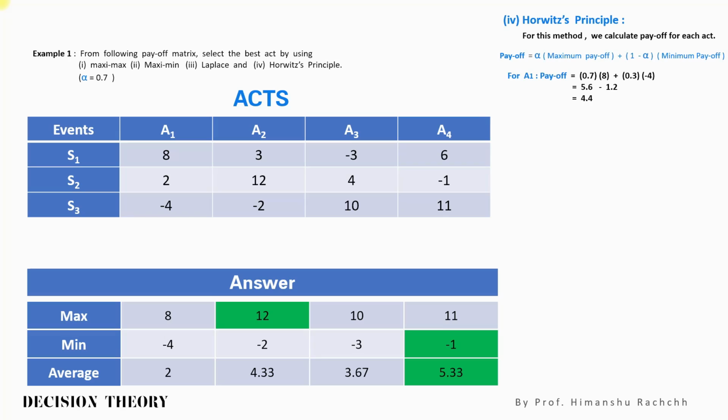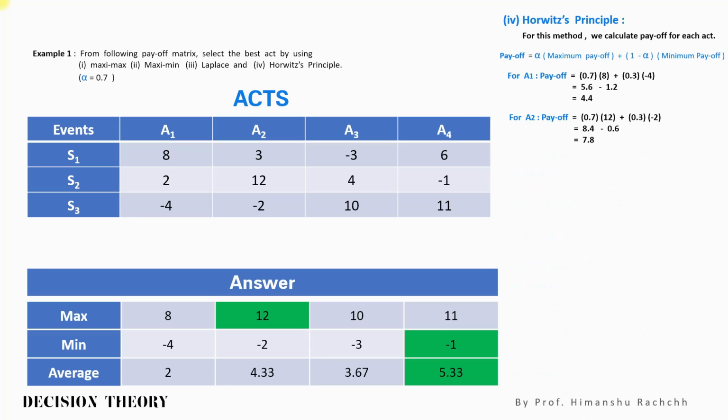Now for the act A1 we multiply 0.7 with highest payoff 8 and we multiply 0.3 with minimum payoff -4. So 0.7 into 8 is 5.6, 0.3 into minus 4 is minus 1.2. So, for the act A1, payoff is equal to 4.4.